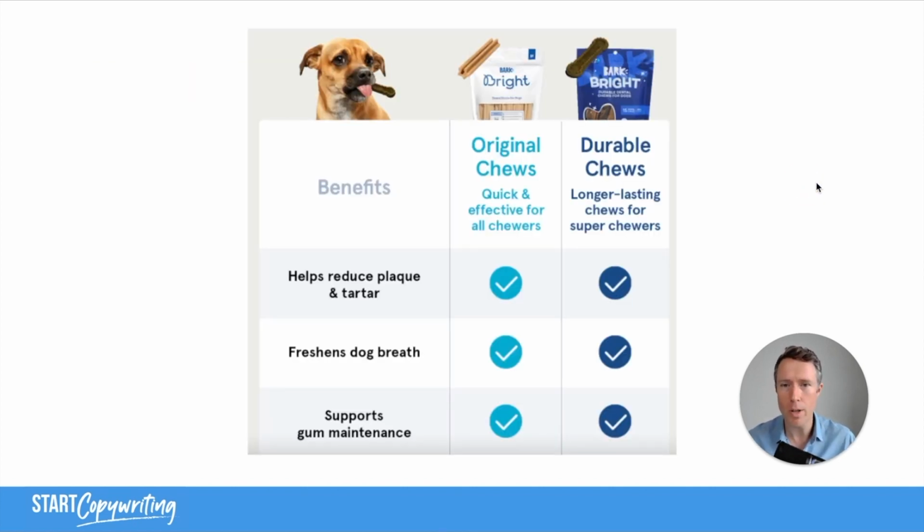So let's look at some more examples. Here's another one from BarkBox and their dental chews. We can see that they offer 2 options of the product, and they've got a list of benefits. Helps reduce plaque and tartar, freshens dog breath, and supports gum maintenance, right? So they're all of the benefits that are included in each of their chewable dog treats.